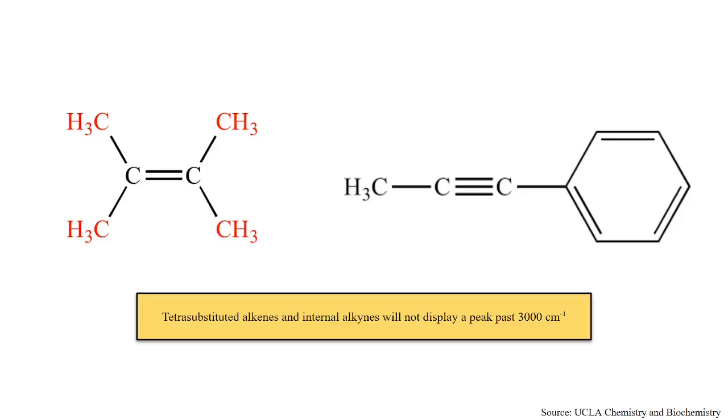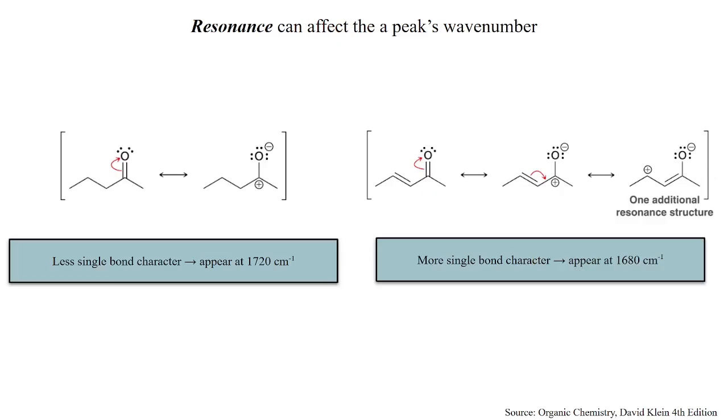The second thing that affects the wave number is the resonance. To help me demonstrate this, we're going to look at a ketone, which is on the left, and a conjugated ketone, which is on the right. For those who don't know, a conjugated ketone is a compound that has two double bonds that are separated by one single bond. So for the ketone, it has two resonance structures, and looking at the two resonance structures, the ketone has some double bond character, as seen in the left structure, and it has some single bond character, as seen in the right structure.